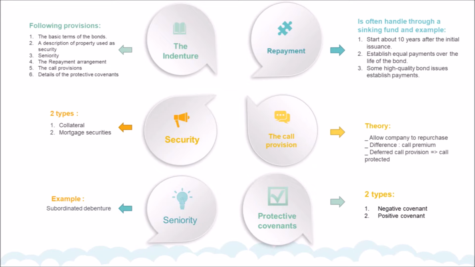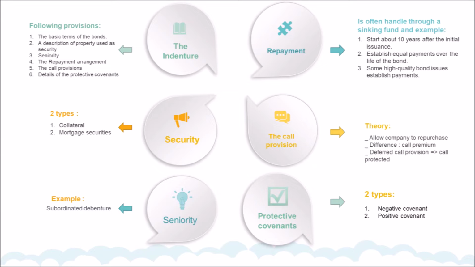First, some sinking funds start about 10 years after the initial issuance. Secondly, some sinking funds establish equal payments over the life of the bond. And third, some high-quality bond issues establish payments to the sinking fund that are sufficient to redeem the entire issue. And then, we have the call provision. A call provision allows the company to repurchase or call part or all of the bond issue at stated prices over a specific period. Callable bonds are usually callable.